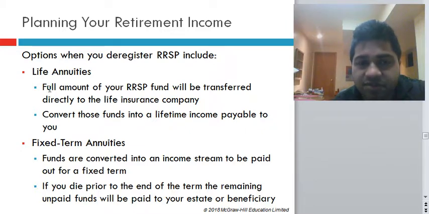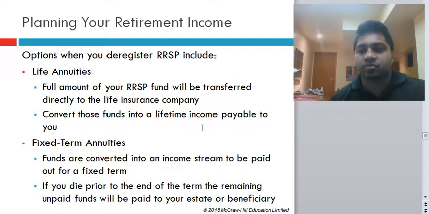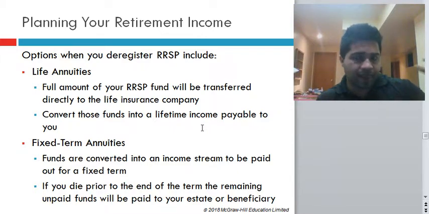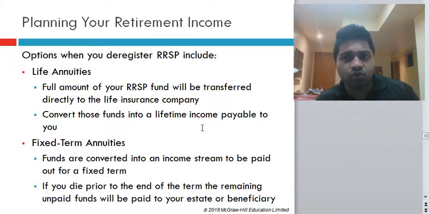So life annuity means the full amount of your RRSP fund will be transferred directly to the life insurance company, which converts those funds into a lifetime income payable to you. So what happens when I retire? I take those funds and give them to an insurance company. I lose control of those investments. They are now handled by the life insurance company, and they keep on paying me a monthly payment. The moment the person dies, it is not transferred into inheritance, so whatever is left is lost.